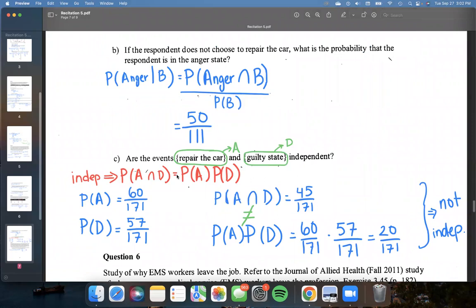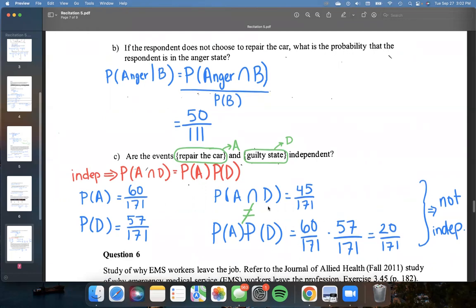All right, so that is our intersection. So the probability of A and D is 45 over 171. And now let's see if that equals the probability of A times the probability of D. So if I multiply these together, we're going to get 20 over 171. So that obviously does not equal 45 over 171. So that means that these events are not independent. If we got the same answer, like if this was 45 over 171, let's say, then we would say they're independent. But because we didn't get the same answer, they're not independent.